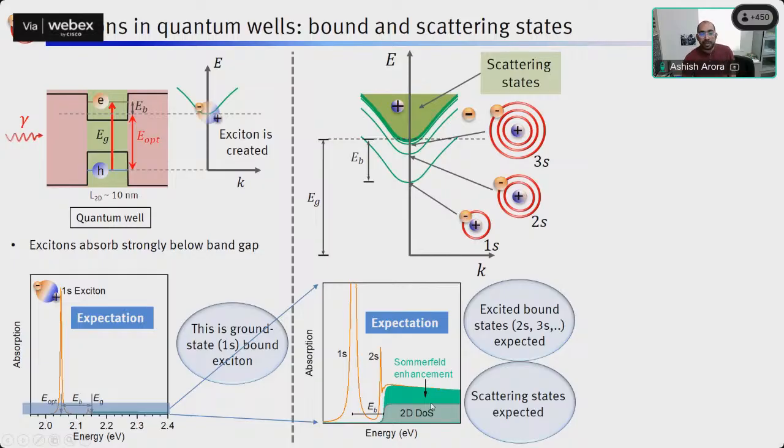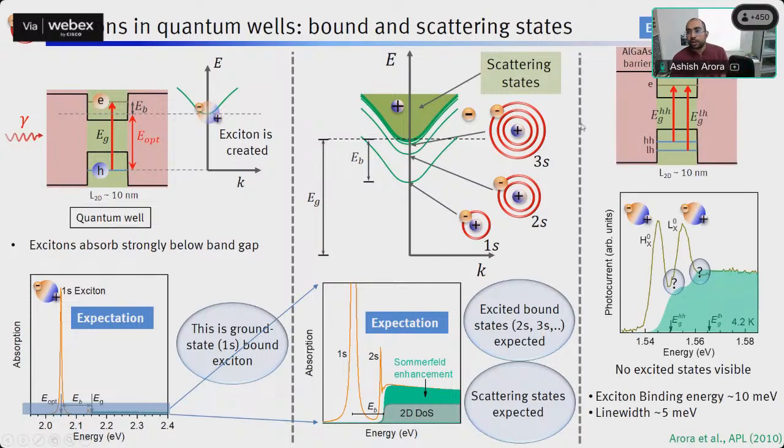So this Coulomb enhancement is expected in the experiment as well. The Coulomb enhancement says that this absorption step-like function of the two dimensions should look like a step, but it should also slightly fall down. It should also slightly fall down, and absorption should be enhanced. This is also called the Sommerfeld enhancement factor. Let's see what happens in experiment.